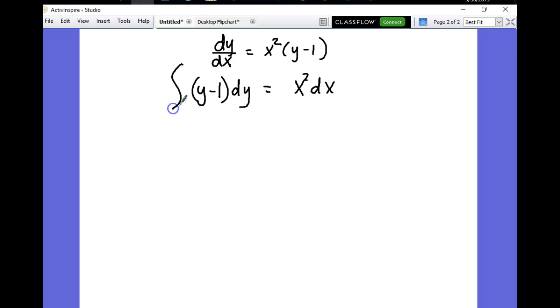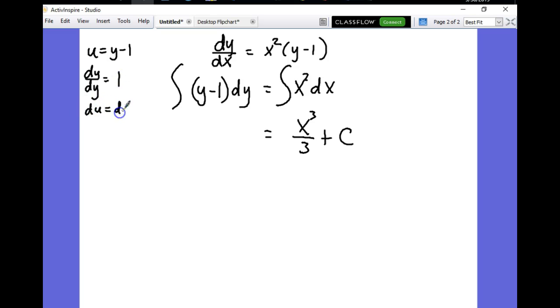And then we integrate both sides, right? Okay. Now, for the side on the left, that's pretty simple. Just the old power rule there. For the side over here on the left, if we say that u is equal to y minus 1, the derivative of u with respect to y is going to be 1, and therefore du is equal to dy. And so we are going to integrate this as u instead of y minus 1 du.